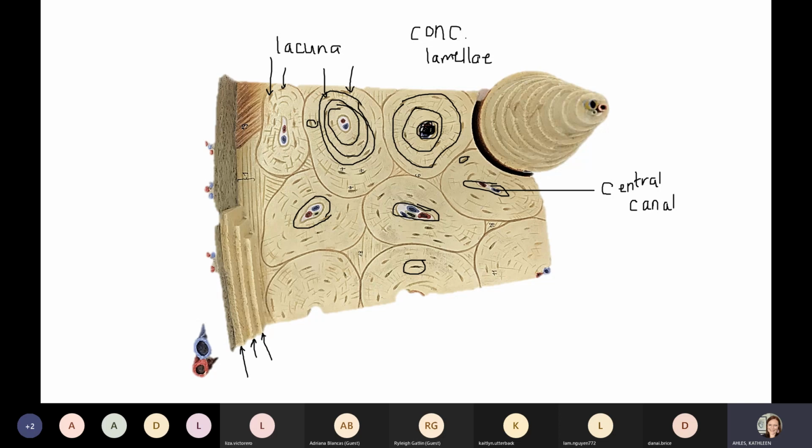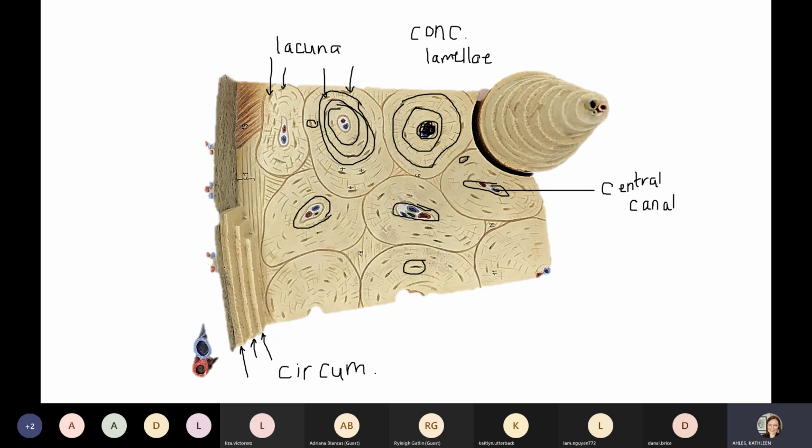Circumferential lamellae. So the circumference of something is on the outside of it. Some of my lines of bone cells that make up the very outside of the bone arrange in layers on the outside to make the bone strong. That's the lines of bone cells on the outside, the circumferential lamellae. And the ones that are in those circles are called concentric lamellae.